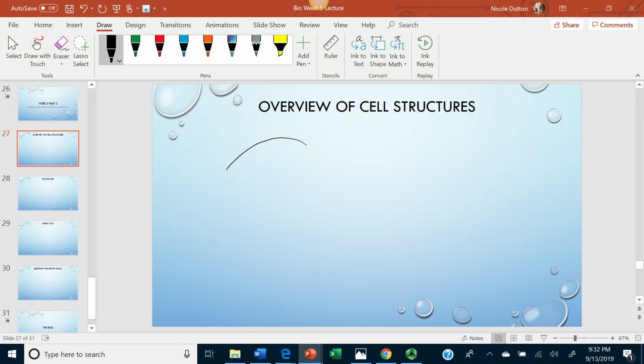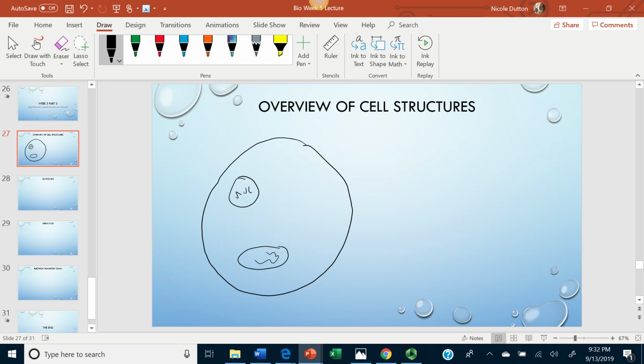We have our cell. And in the cell we have a nucleus, and then we have these structures called mitochondria. And we said the mitochondria is the energy center of the cell. This is where a majority of the cell's energy is produced.